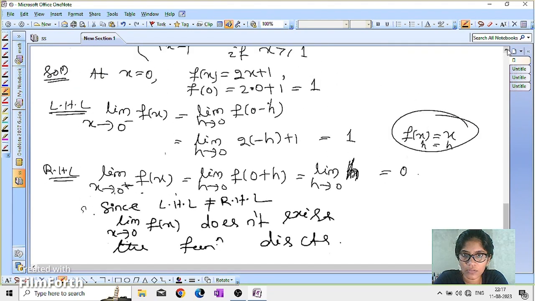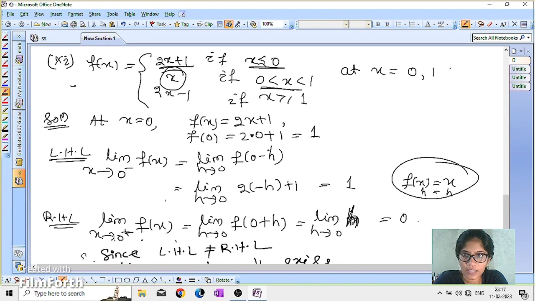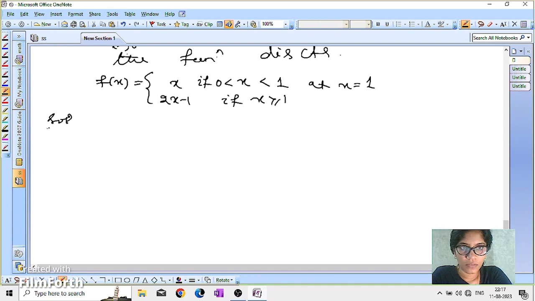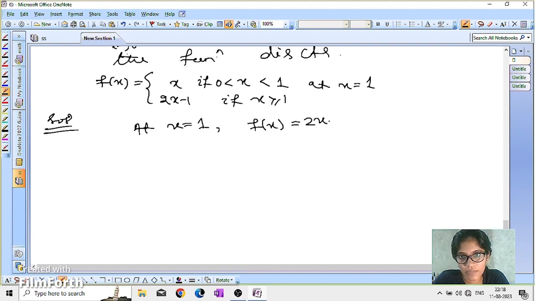Next, at x is equal to 1. Similarly, at x equal to 1 we check. Below 1, that means for 1 minus, the function value is x; for 1 plus, the function value is 2x minus 1, and at 1 also the function value is 2x minus 1. So at x equal to 1, f of x is equal to 2x minus 1. That implies f of 1 is equal to 2 into 1 minus 1, which is equal to 1.